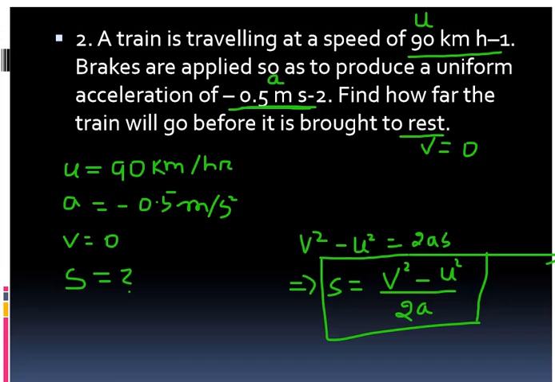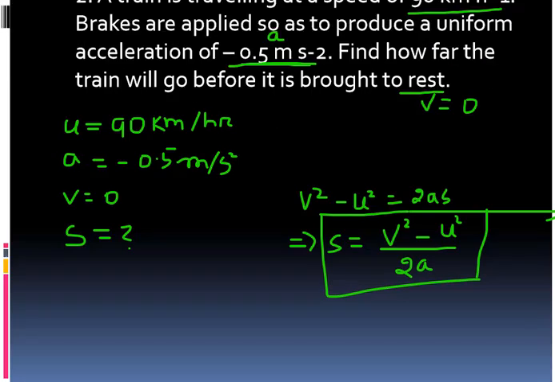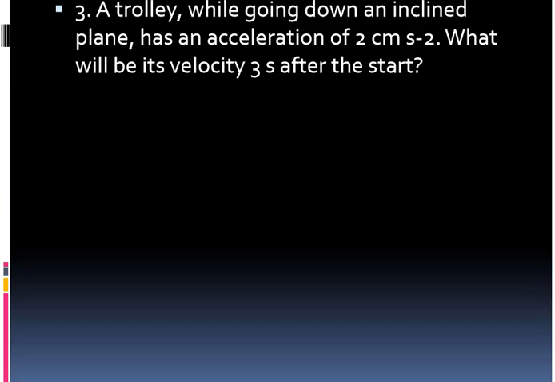Okay, now let us come to question number 3. A trolley, while going down an inclined plane, has an acceleration of 2 cm per second square. This is the acceleration, 2 cm per second square. What will be the velocity 3 seconds after the start? So this is the time.